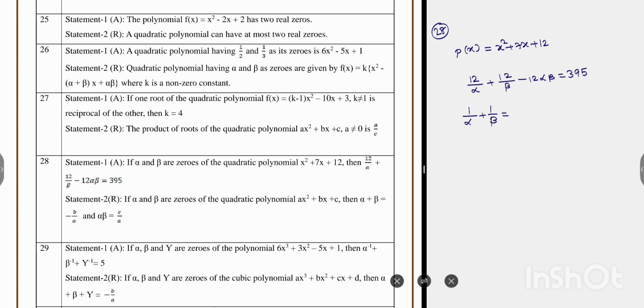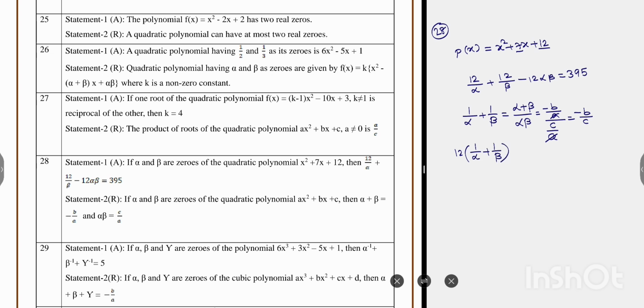What is the formula I told? 1 by alpha plus 1 by beta is alpha plus beta by alpha beta, which is minus b by a divided by c by a, and the a cancels. Remember this as a formula: minus b by c. Here b is 7 and c is 12, so minus 7 by 12. But here we have to find 12 of 1 by alpha plus 1 by beta.